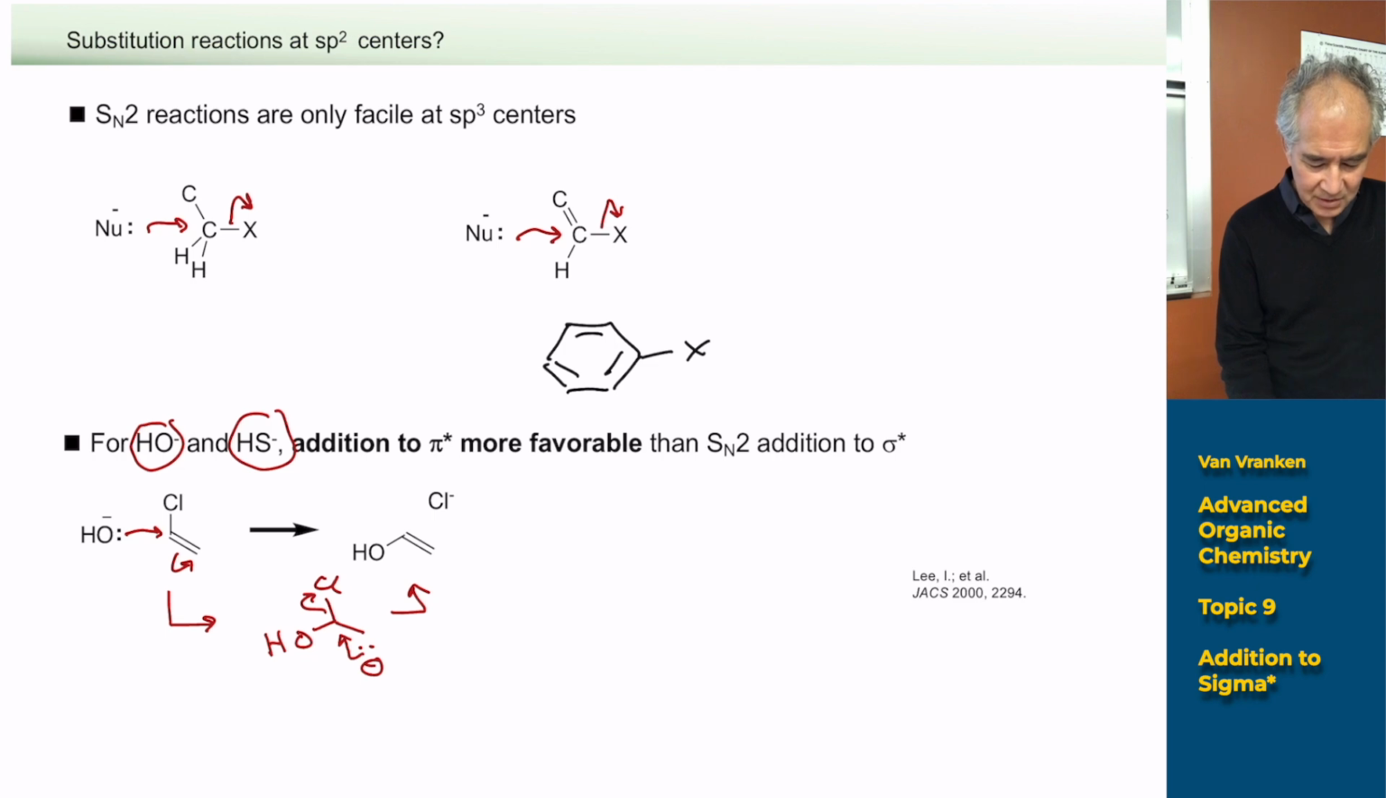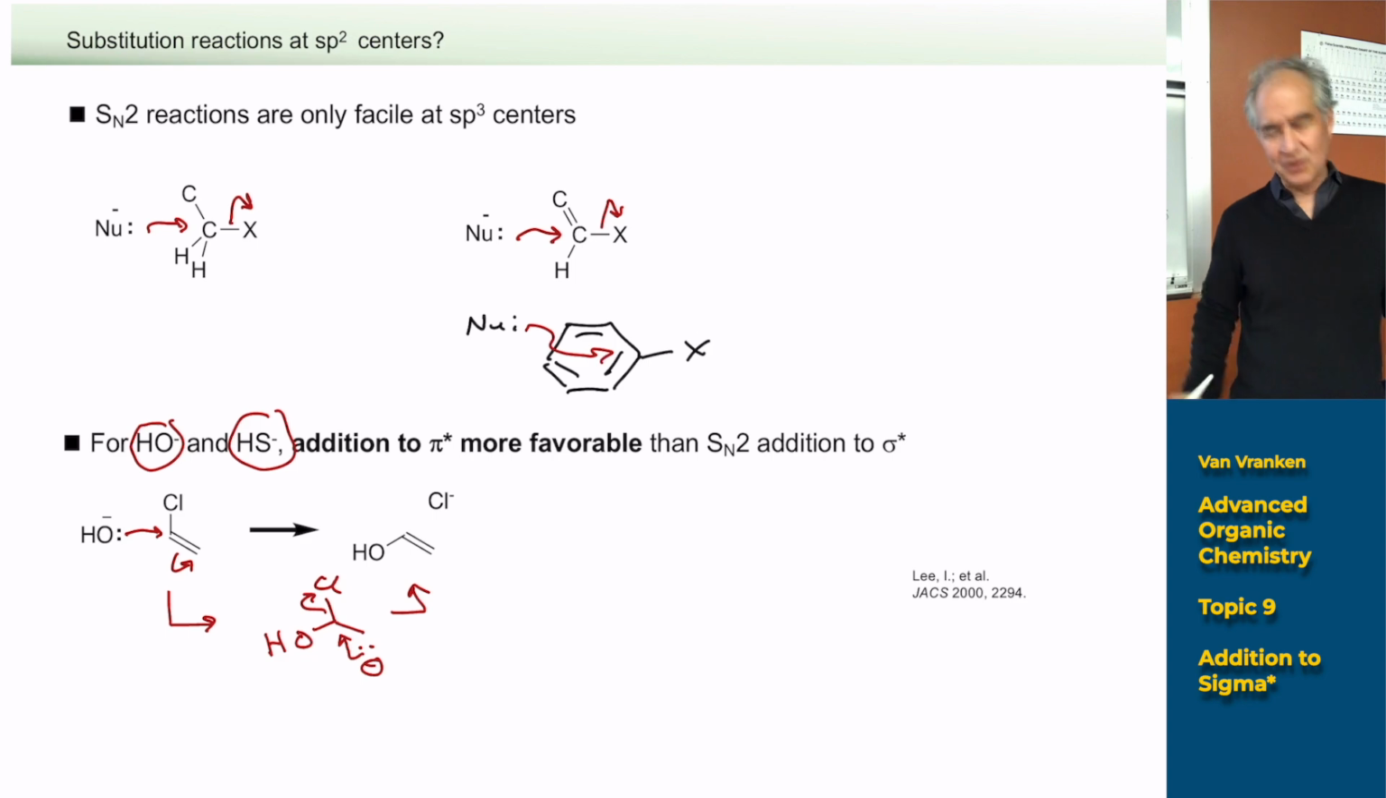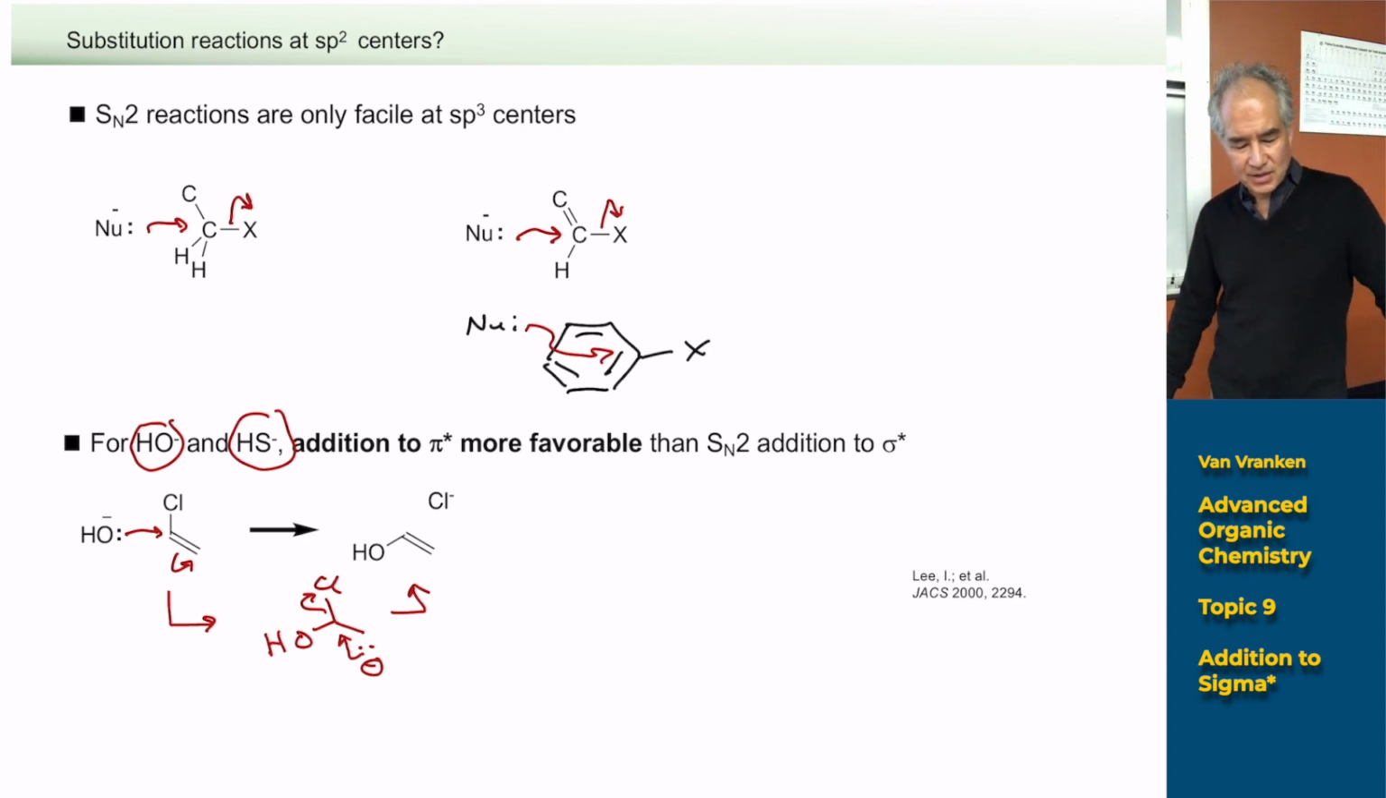So, right, if you had some sort of a nucleophile here, this is now a world of hurt trying to fit yourself inside that benzene ring. But even vinyl halides, don't try to do SN2 substitution. Do it through some other mechanism like addition to pi star.